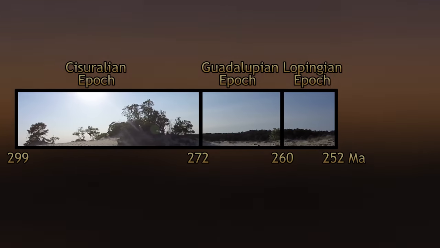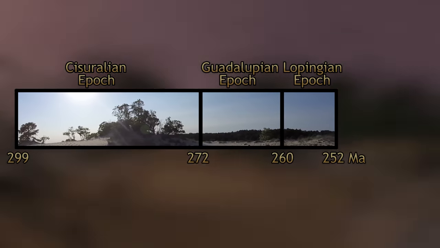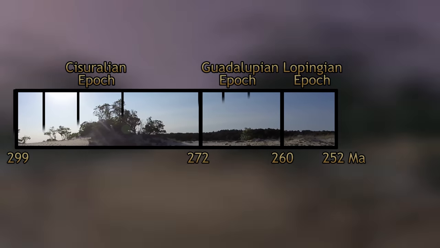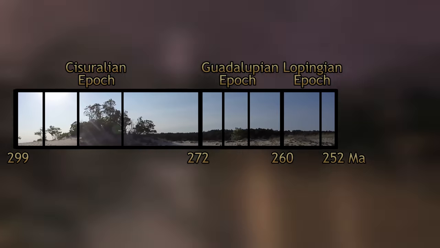The Permian is divided into three epochs: the Cisuralian, Guadalupian, and Lopingian. Each of these is divided into stages, and as the Permian goes through these stages, the climate becomes much warmer and drier. The forests of lycopods and other primitive plants would continue to disappear, and the oxygen levels would drop, meaning no more giant arthropods.